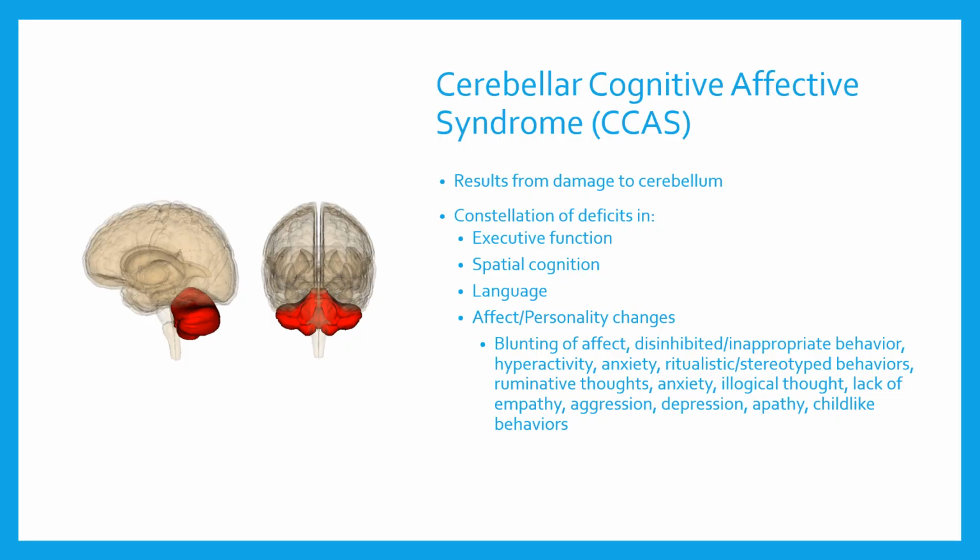Examining patients with cerebellar damage, researchers have identified a pattern of executive dysfunction that includes cognitive impairment and personality changes, known as cerebellar cognitive affective syndrome. So you see a constellation of deficits in executive functioning, as well as spatial cognition, language production, and affect and personality changes. This can be quite broad, including blunting of affect, disinhibition and hyperactivity, appearing almost like mania, ritualistic stereotyped behaviors, a lack of empathy, depression, childlike behaviors.